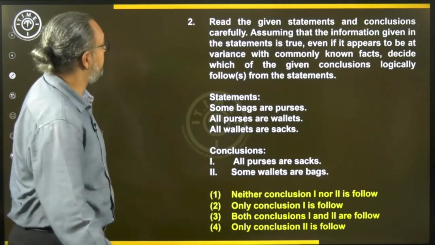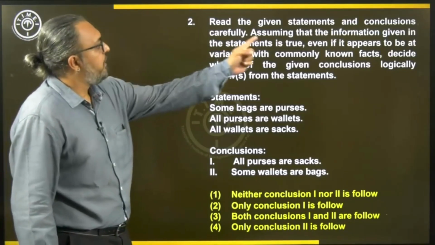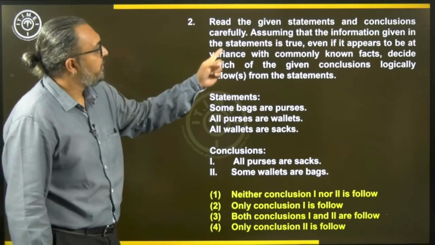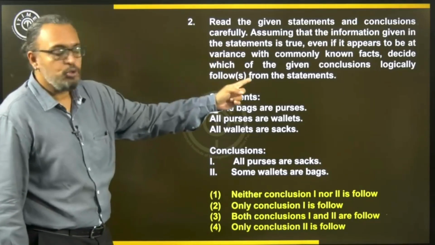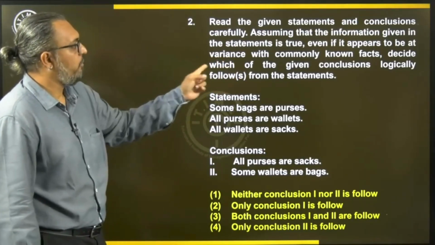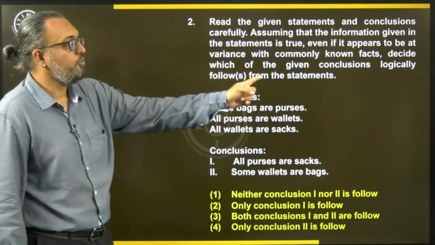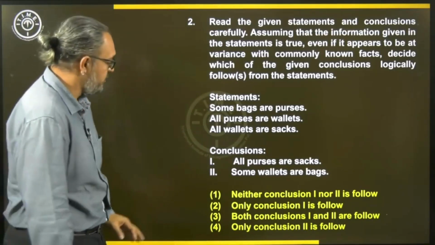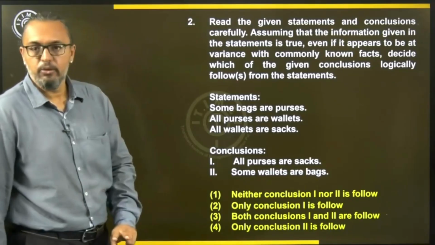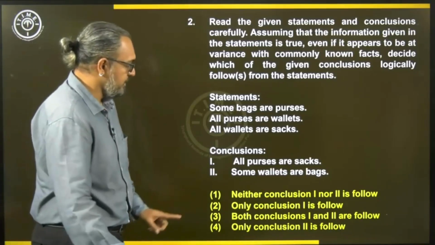Then, next. Again, read the given statements and conclusions carefully, assuming that the information given in the statements is true, even if it appears to be at variance with commonly known facts. Decide which of the conclusions logically follows the statements. Now, you have 3 statements and 2 conclusions. Okay. Now, let's see this.